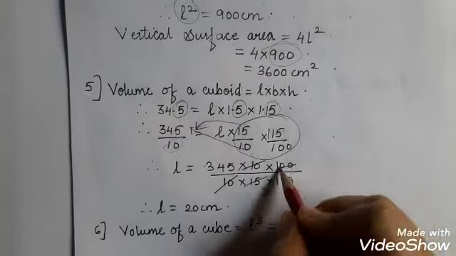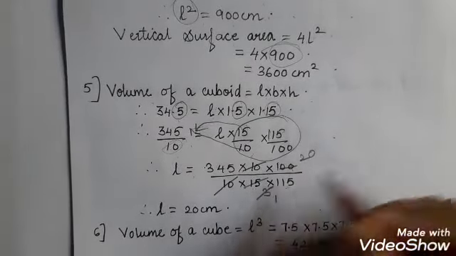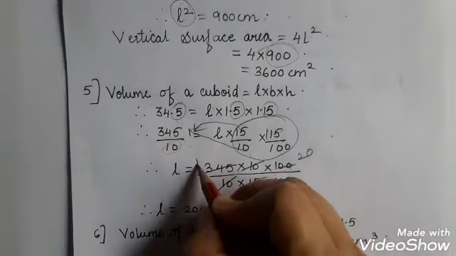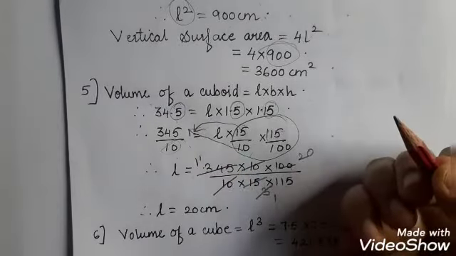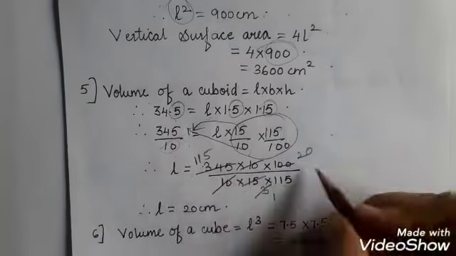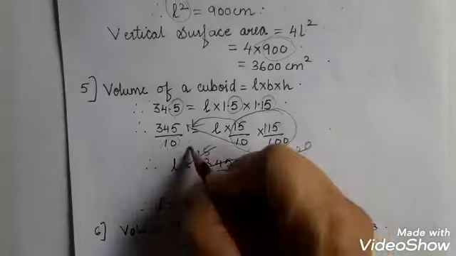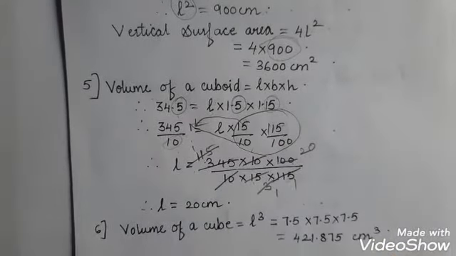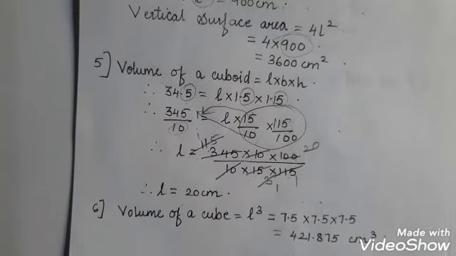5 3s are 15, 5 2s are 10, then 3 1s are 3, 3 1s are 3, 3 1s are 3, 3 5s are 15. So 115 gets cancelled. So length is 20 centimeter. So we get the length of the cuboid as 20 centimeter.